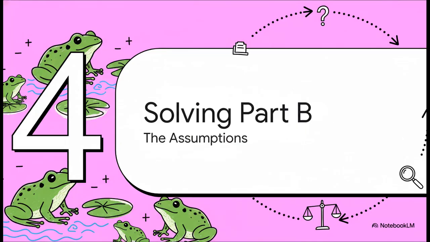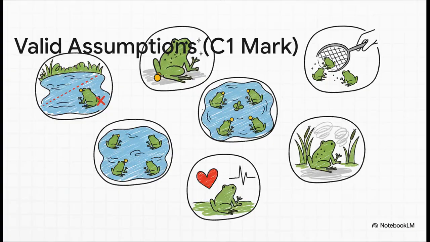Okay, calculation done. Now let's move on to Part B. This is where maths gets real. We have to think about the assumptions we made. I mean, for our estimate of 200 frogs to be any good, what had to be true about the real-life situation in that lake? To snag that communication mark, the C1, you just need to state one of these valid assumptions. And the mark scheme is actually pretty helpful here. It gives a whole list of good ones.